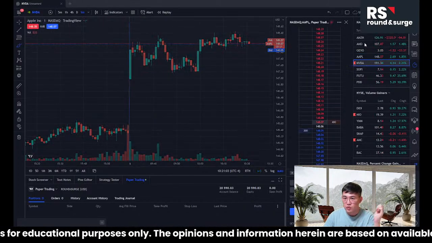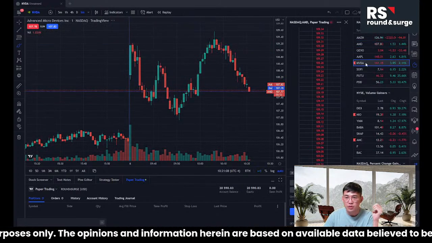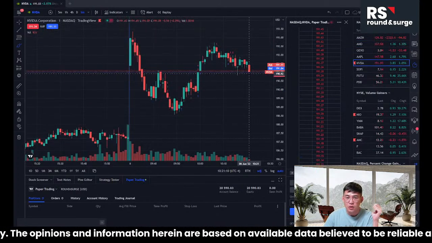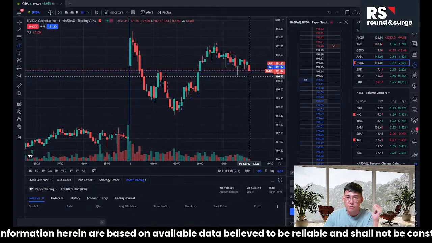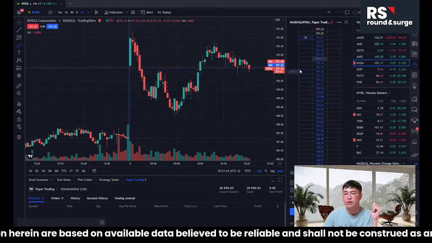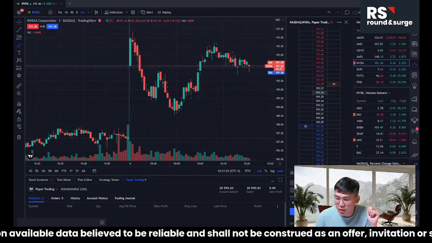The rest are also moving the same way. AMD is going downwards, so this one is pressing down quite aggressively. Let's see how it goes at the end of the day first. Okay, so I think that should be it for today.